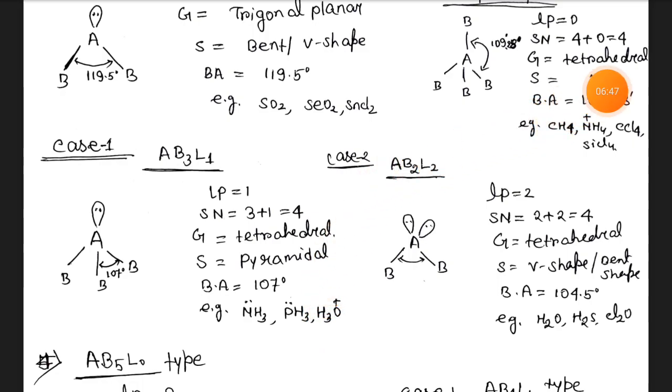Next example from tetrahedral geometry, that is AB2L2. Here lone pair is 2, so steric number also 2 plus 2, that is 4. Geometry is tetrahedral, but shape is different because here 2 lone pairs are there, so shape is V shape. Bond angle is 104.5 degree. That is a common example, water. Next, H2S, Cl2O, that is.